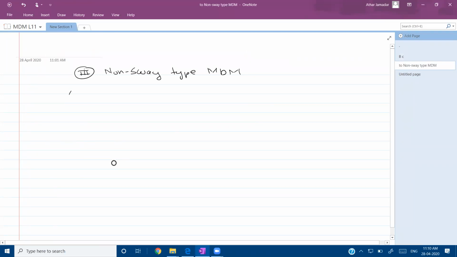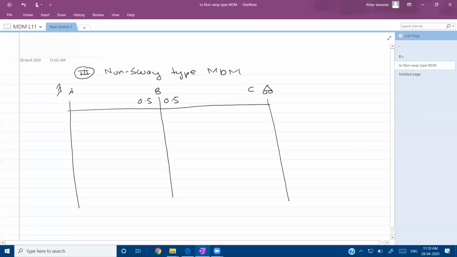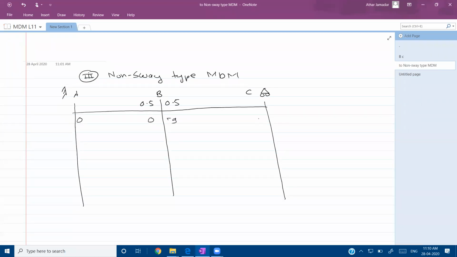So as usual, this support A, B, C, where support A is fixed, support C is roller, and at joint B, first of all, we will write down distribution factors 0.5, 0.5. Now we will write down here the FEMs. So MFAB is 0, MFBA is 0, MFBC is -9, and MFCB is +9.